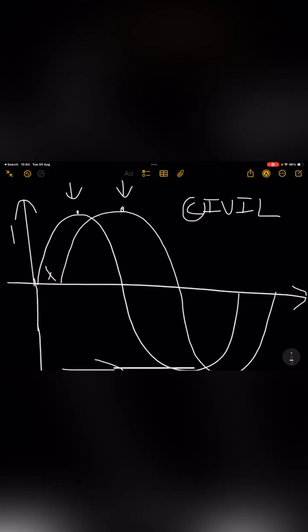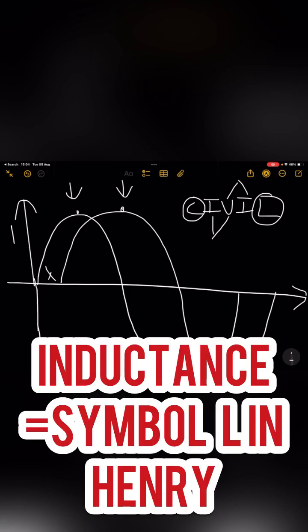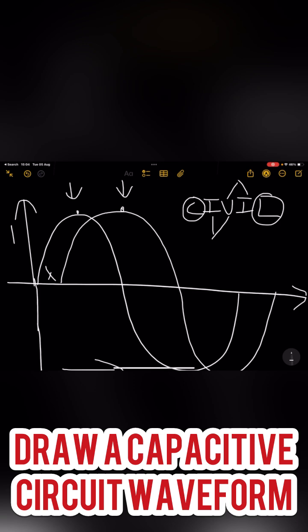If we look at the acronym CIVIL, what CIVIL basically means is that in capacitive circuits, the current leads the voltage, and in inductive circuits, the voltage leads the current. So if I tell you that my circuit is capacitive, how should these waveforms be labeled? Then this would be I and this would be V. And if I told you the circuit is inductive, then this would be V and this would be I.